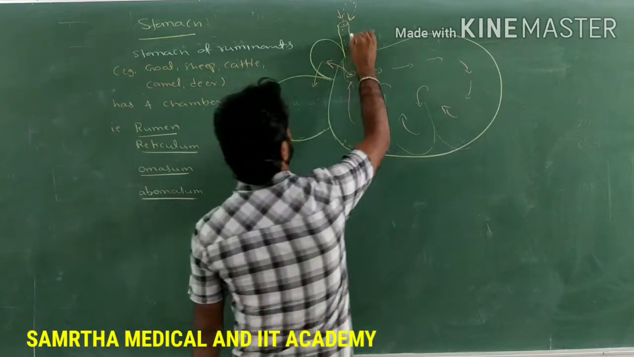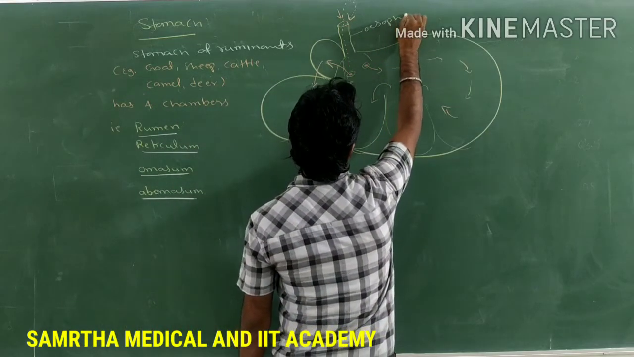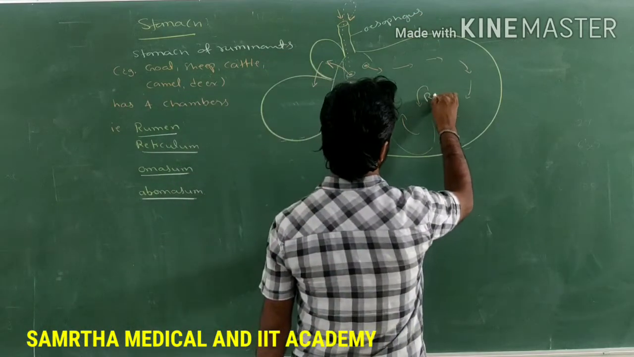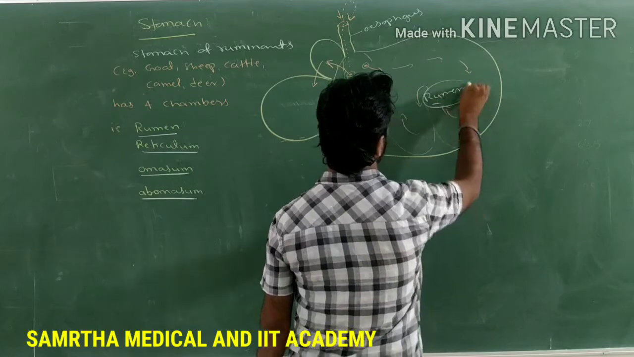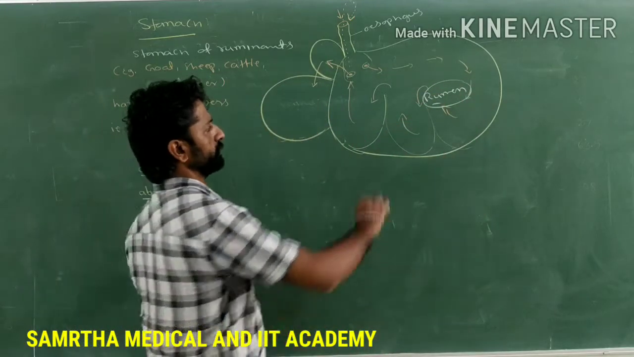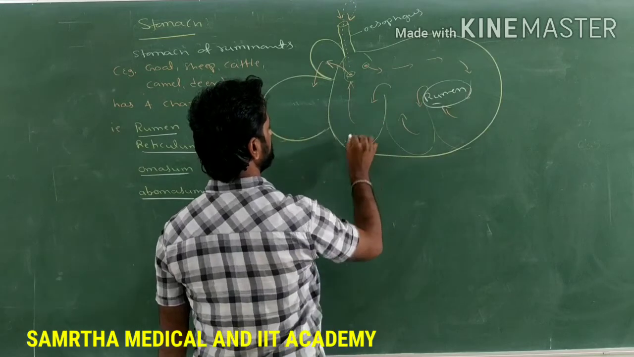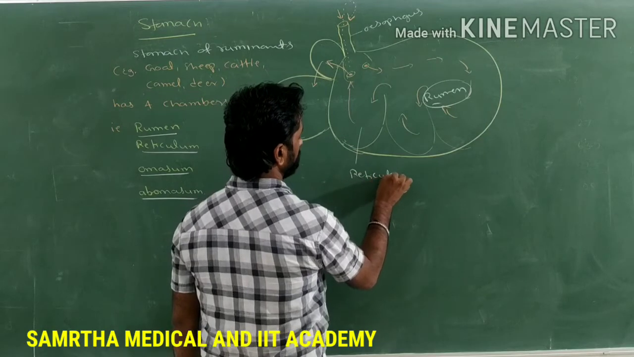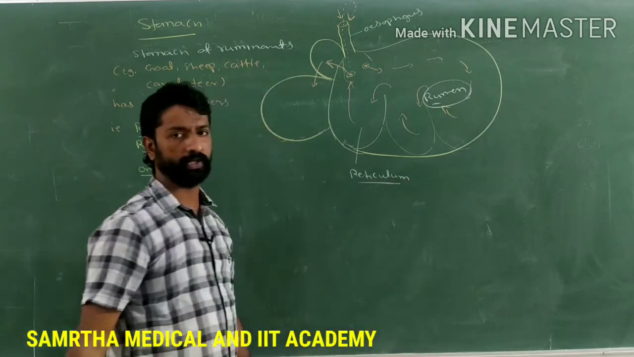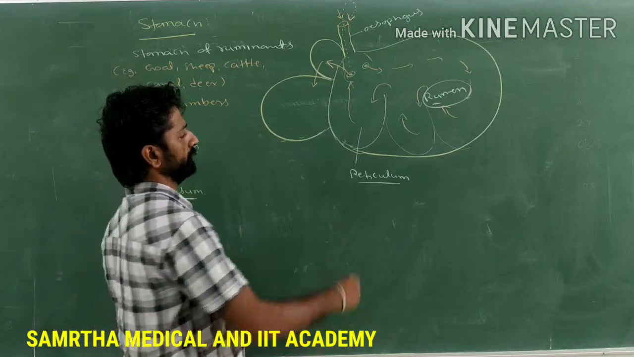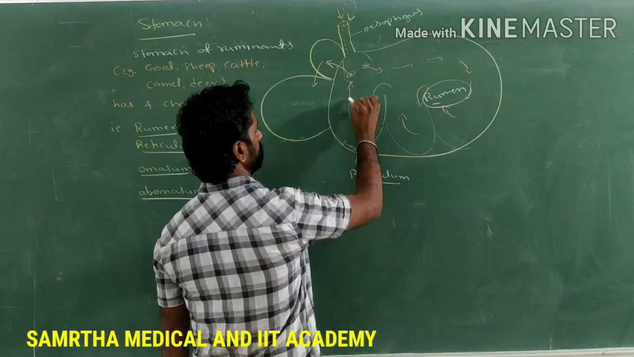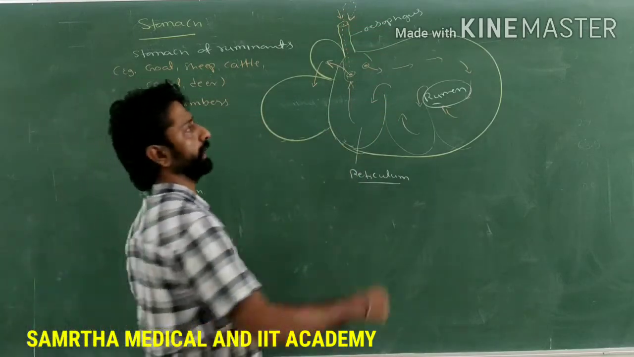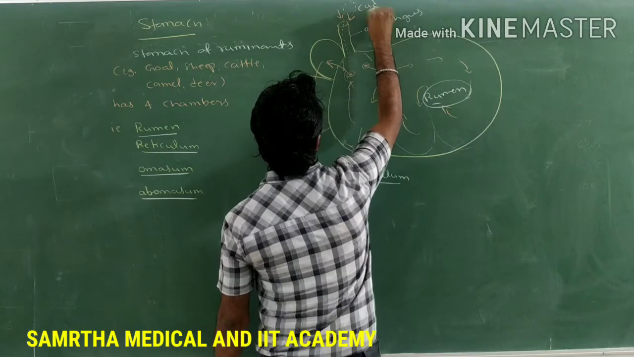So through the esophagus, the food enters into the rumen first. This is called the rumen. Then from the rumen it enters into another chamber within the stomach, called the reticulum. From the reticulum, the partially digested food enters into the mouth again, which is called cud.